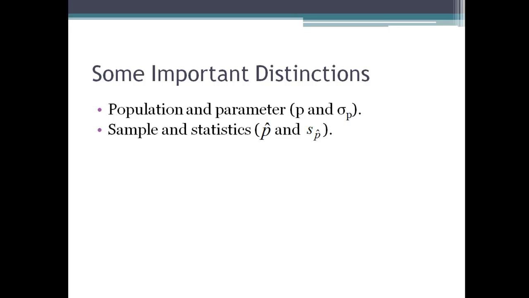A couple of distinctions we need to keep in mind are we have the population and parameter, P, and the standard deviation of the P's, and we have the sample and the statistics that describe the sample proportion, and then the standard deviation of.